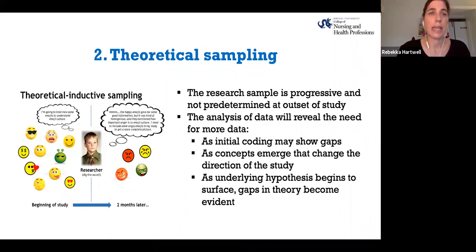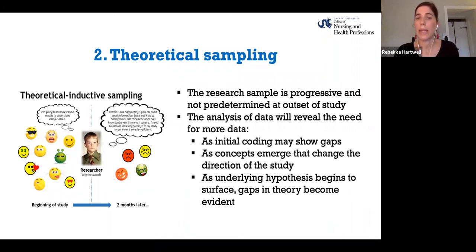So on the left-hand side, you see this example. The researcher says, I'm going to interview some emojis to understand emoji culture. But after doing this initial coding, says the happy emojis gave me some good information, but it was kind of homogeneous, and they mentioned how important anger is to emoji culture. I need to include some angry emojis in my study to get a more complete picture. So they need to recruit more participants to get a fuller sense of the phenomenon.